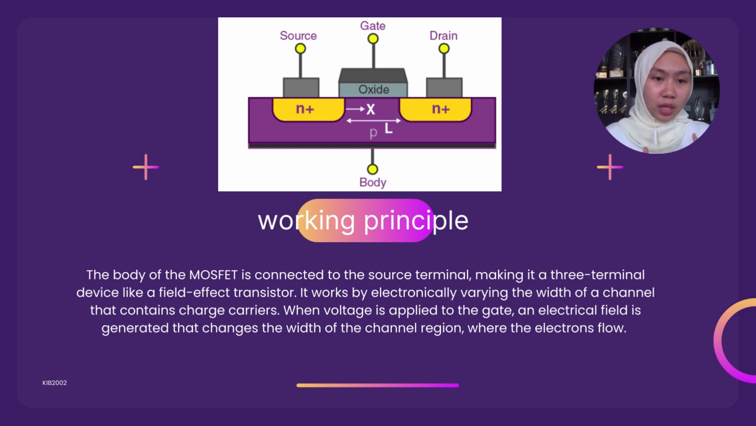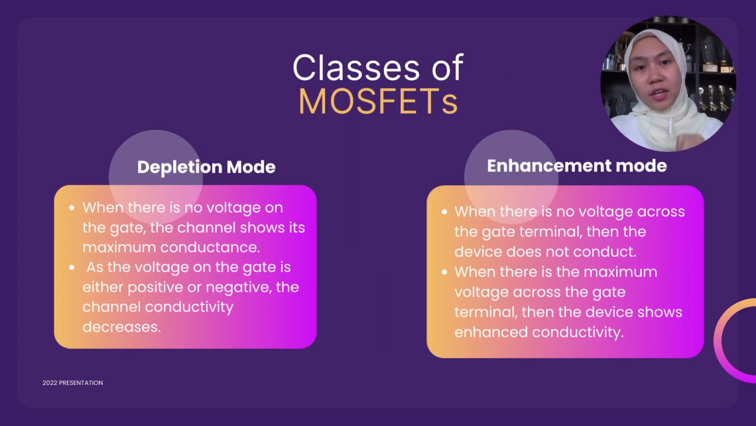When voltage is applied to the gate, an electrical field is generated that changes the width of the channel region where the electrons flow. The wider the channel region, the better the conductivity of the device will be. There are two classes of MOSFETs, which are depletion mode and enhancement mode.